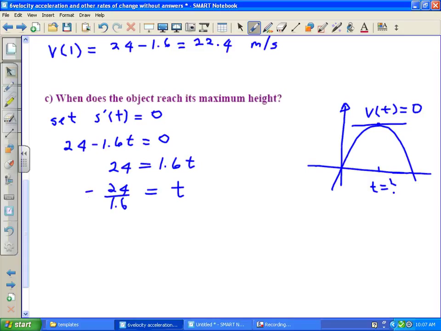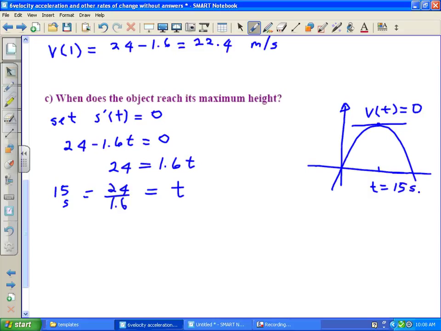And let's see what we're getting. Okay, did we get 15, and the time was in seconds, 15 seconds? So we're saying that this point right here should correspond to a time of 15 seconds. So 15 seconds after it was thrown in the air, we would expect it to reach its maximum height.